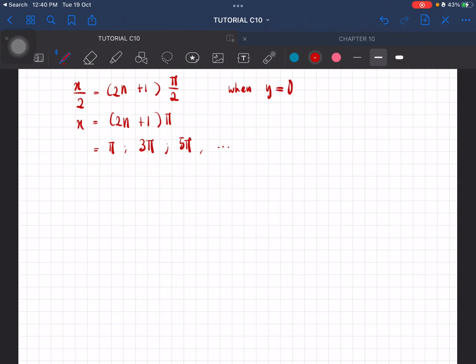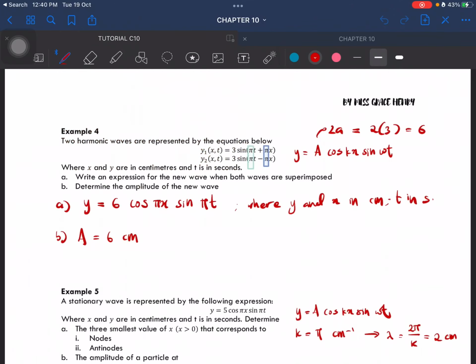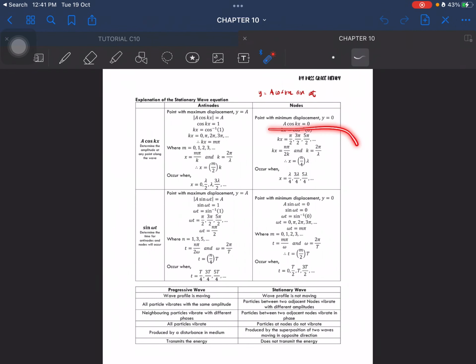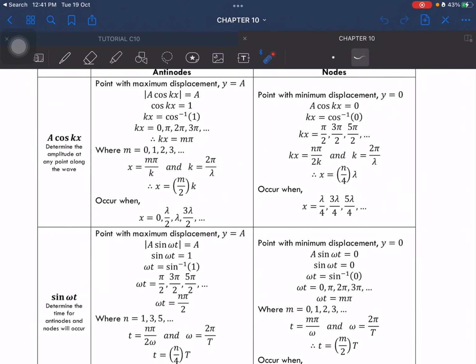Can you understand? Basically the solution is kind of similar to what I've shown you here. For you to find the nodes, you can start from here so that you can understand what we are doing in that question.